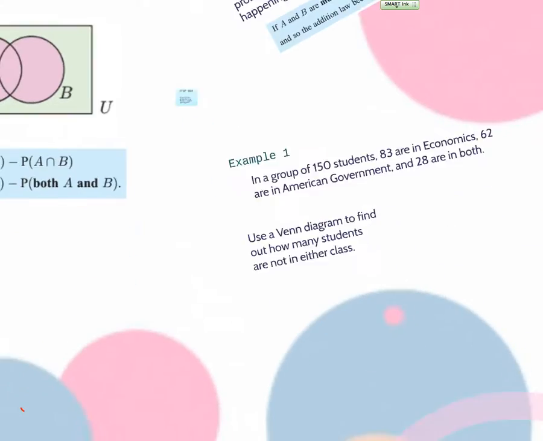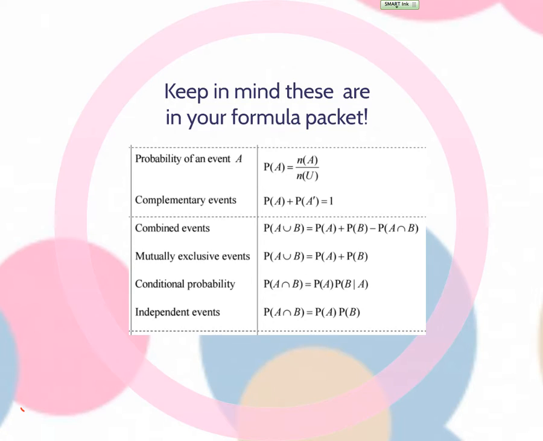All right. So just keep in mind that these are in your formula packet. We haven't looked at the formula packet at all, so I just screenshot your formula packet to just remind you. The probability of an event is right here. Keep in mind that is the number of times the event would happen over the total sample space. So for like that first question, we had 117 over 150 because the whole sample space was 150 and 117 students fit the description of econ, government, or both.